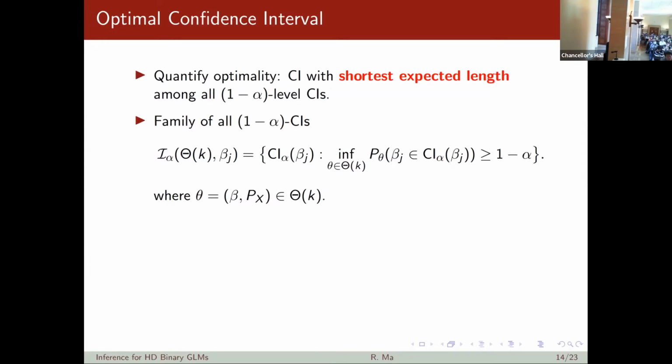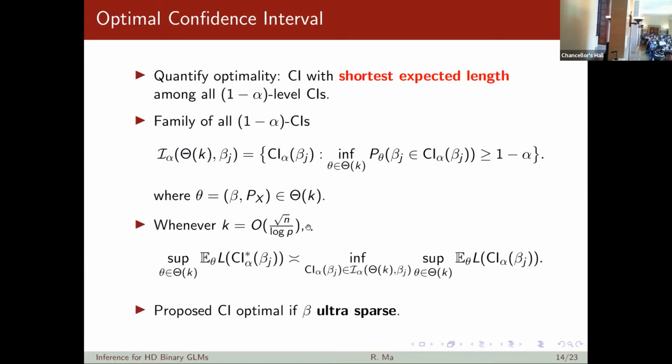And our first result in this part is that we show that when this sparsity is not too large, when it is smaller than this square root n over log p, then the expected length of our proposed estimator is of the same order as the shortest possible expected length among all the 1 minus alpha confidence intervals. And this gives optimality of our proposal when beta is so-called ultra sparse.